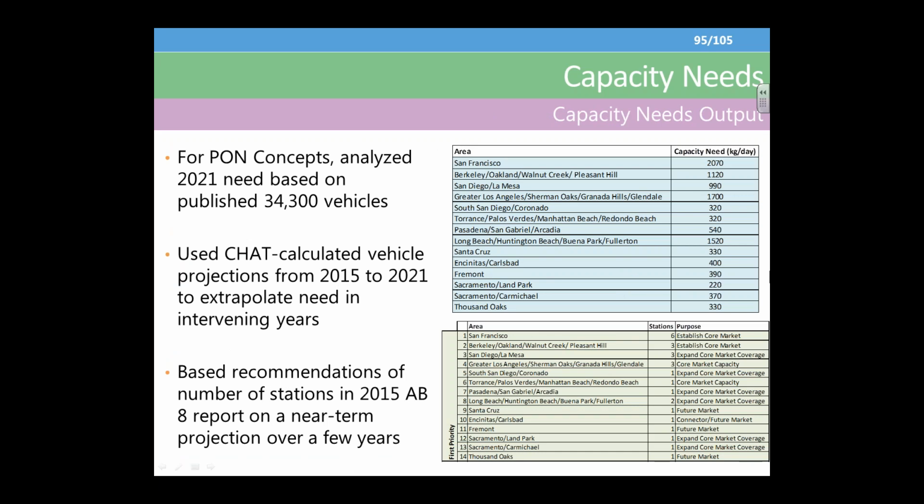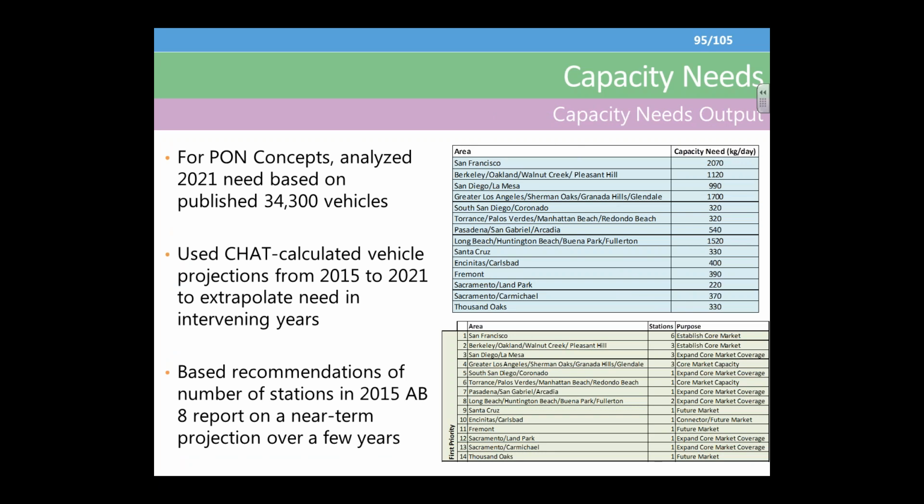So for the pond concept, we analyzed the 2021 need based on 34,300 vehicles. So you may have seen this slide or this table in the pond concept that says that the total capacity need in San Francisco for those 34,000 vehicles we project to be about 2,000 kilograms per day. Now that's looking out over a very long period of time.